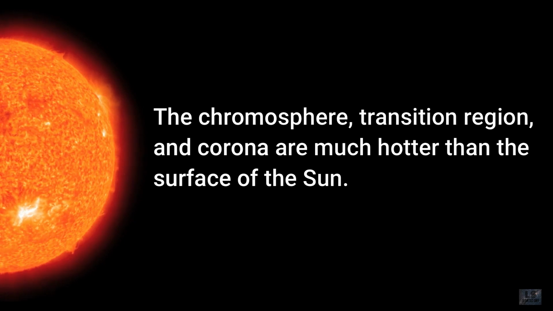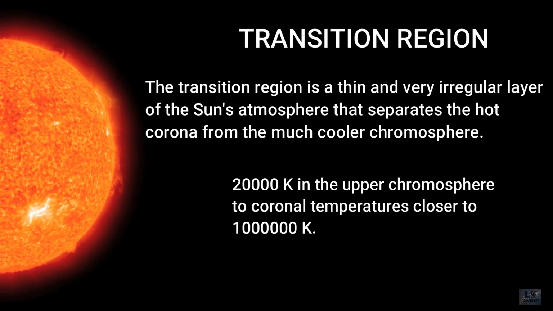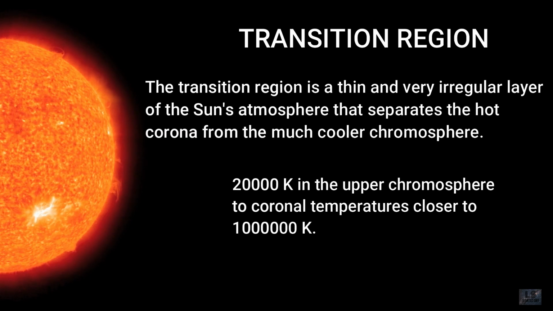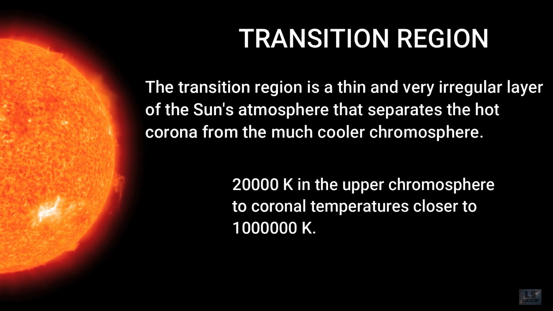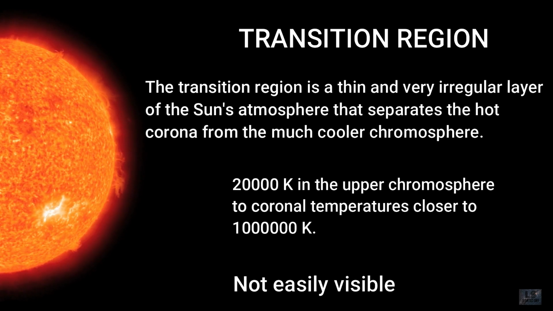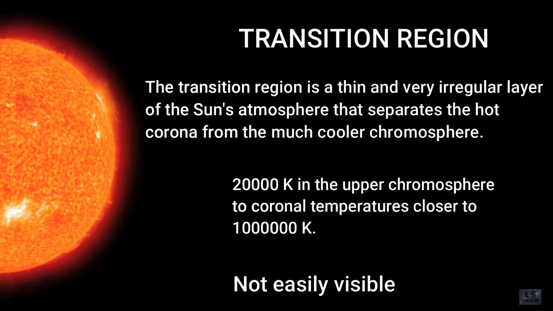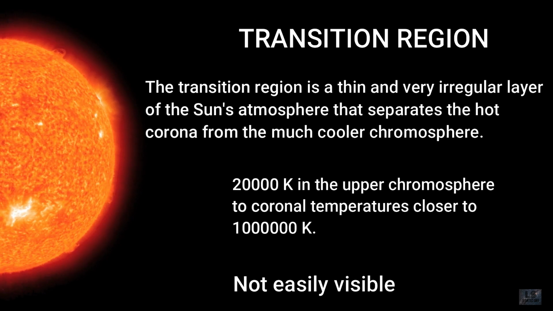The chromosphere, transition region, and corona are much hotter than the surface of the Sun. Above the chromosphere, in a thin transition region, the temperature rises rapidly from around 20,000 Kelvin in the upper chromosphere to coronal temperatures closer to 10 lakh Kelvin. The transition region is not easily visible from the Earth's surface. The corona is the next layer of the Sun.